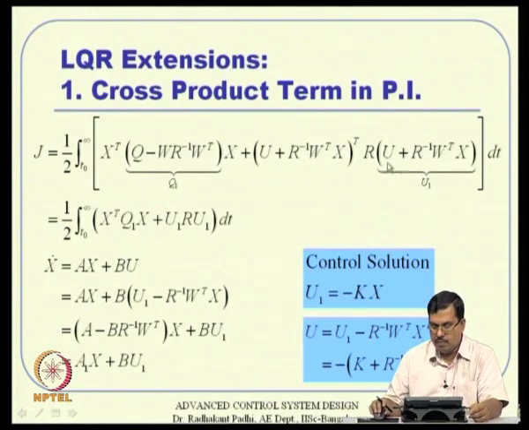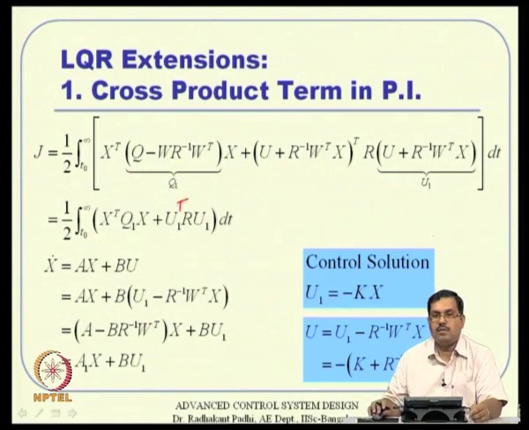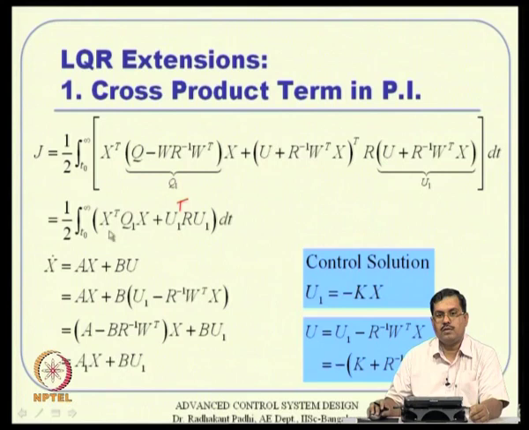So, I substitute that back here, I consider that as Q1 and I consider that as U1, and hence it is something like x transpose Q1 x plus U1 transpose R U1. Okay. So, that is how I will visualize. So, this is certainly a quadratic cost function. Okay. And then the problem is not over, because we had the original state equation this way.